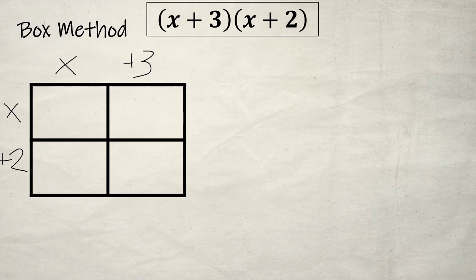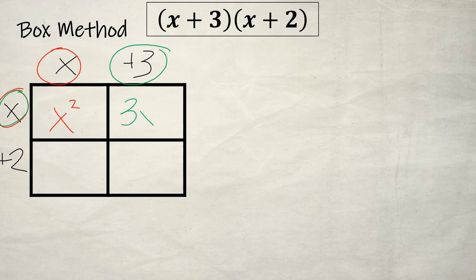And so I'm going to look here, and I have an x times an x gives me x squared. I have a 3 times an x gives me 3x. I have 2 times x gives me 2x.